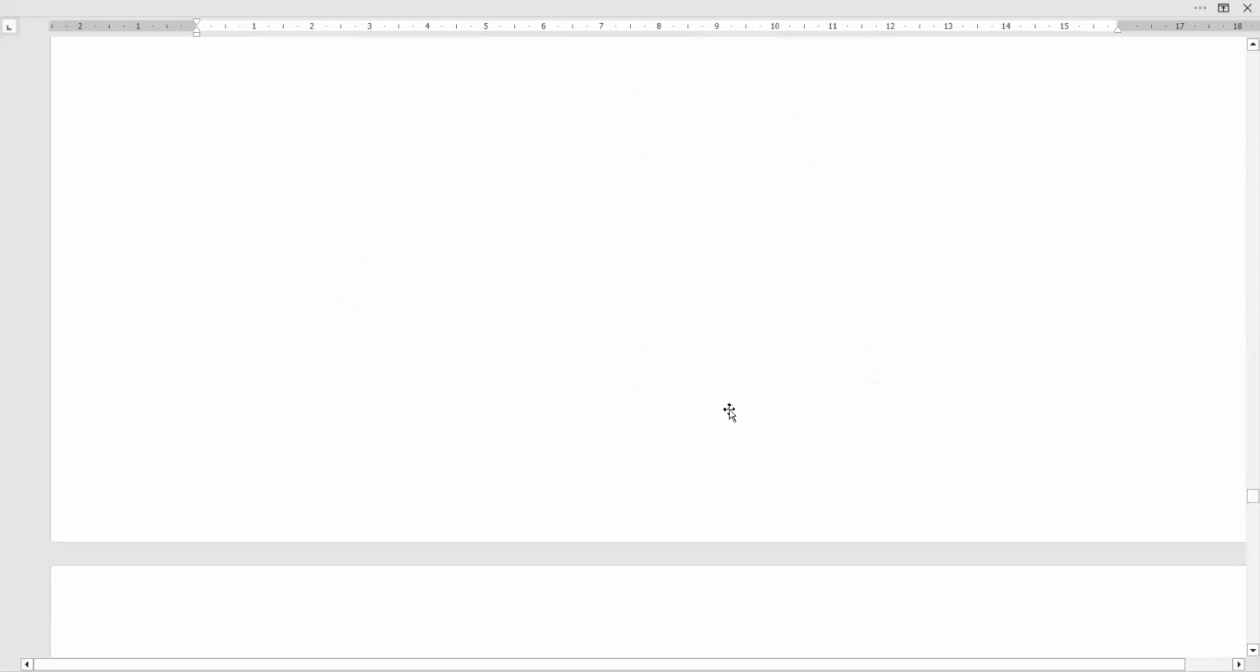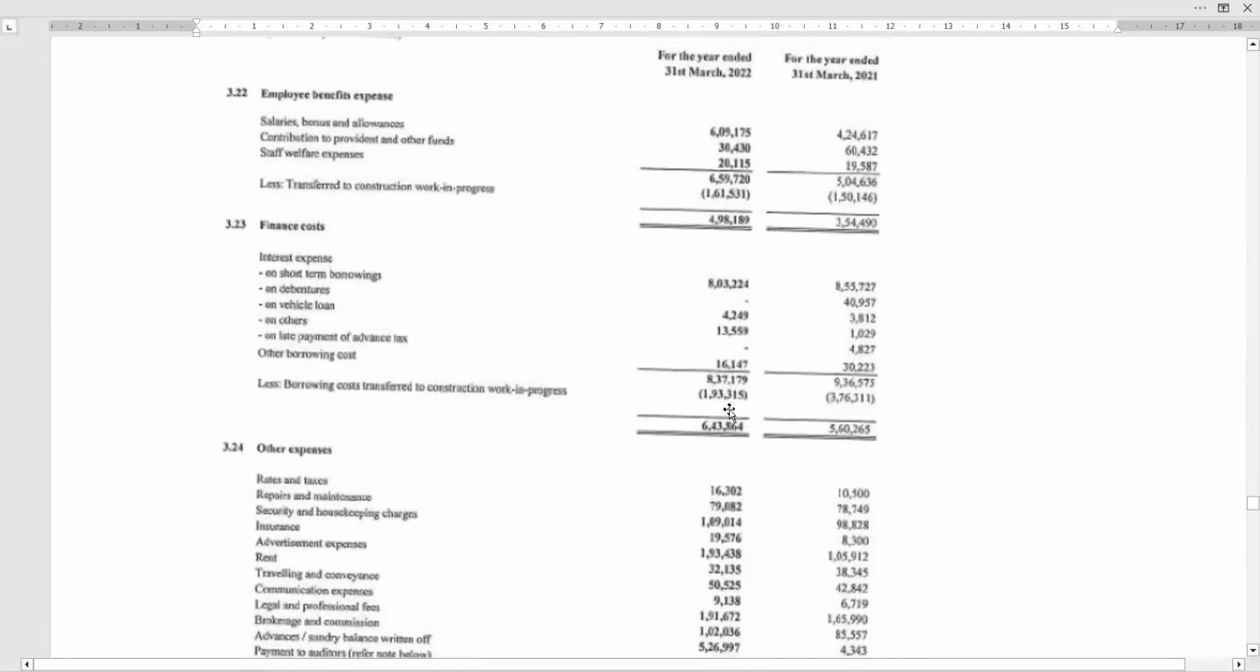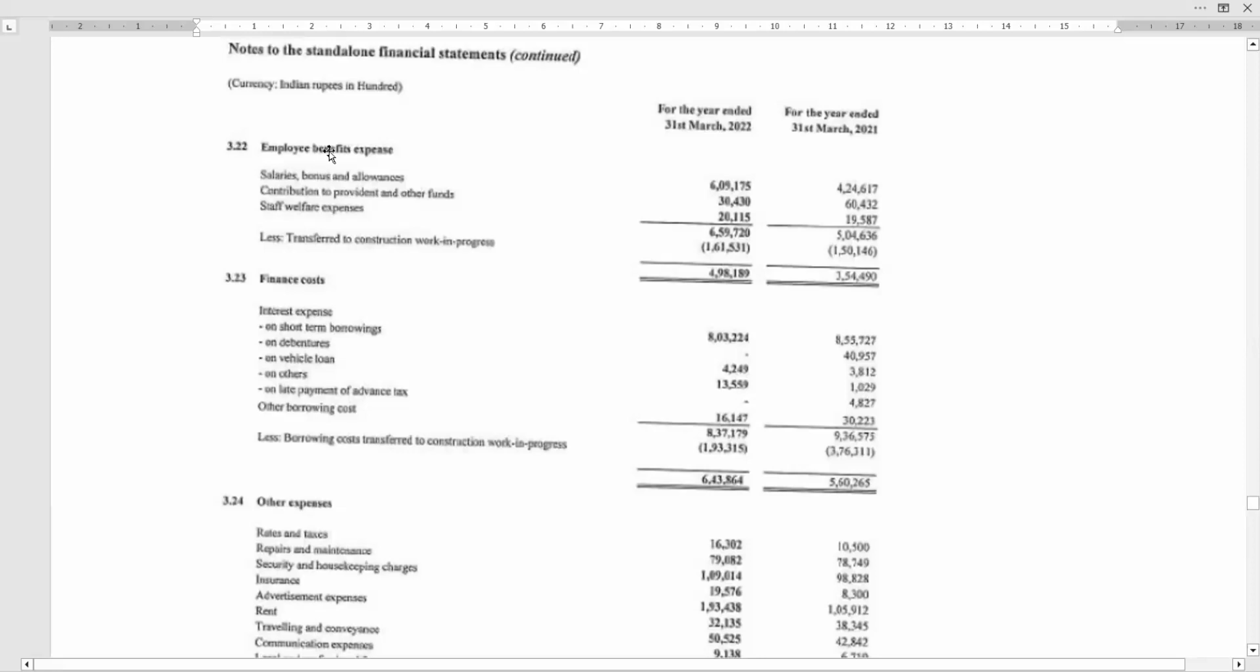Okay. Now coming to the next schedule. You see here employee benefits expense. We have discussed this. Various aspects have to be shown here. And here again you see less transfer to construction work in progress. That means of the total employee cost of 6,59,000, 1,61,000 is shifted to work in progress. That is why it is reduced, and 4,98,000 only is taken to P&L.